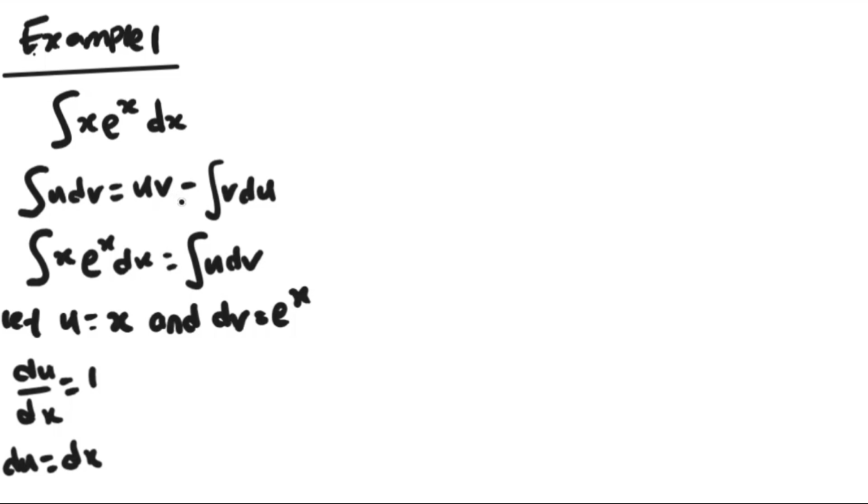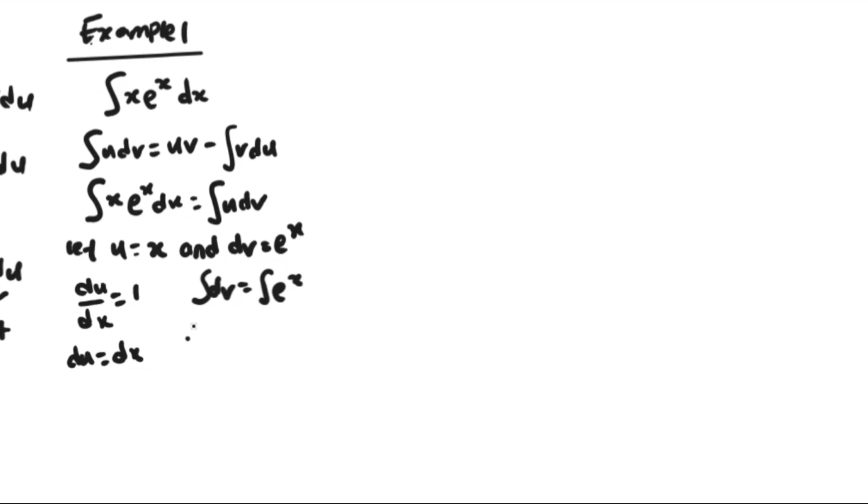In the formula, we need v, we don't need dv. So for us, since we have dv and we're looking for v, it means we integrate dv. So integral dv will give us integral e raised to power x. If integral dv is equal to integral e raised to power x, v is equal to, if you integrate e raised to power x, you're still going to get e raised to power x plus an arbitrary constant c.